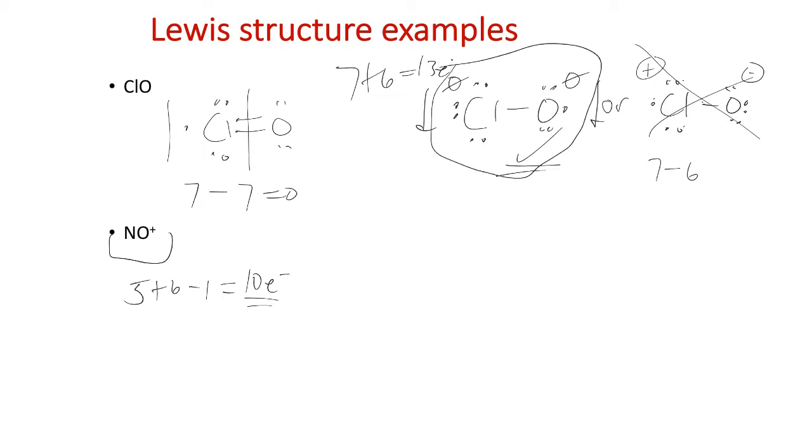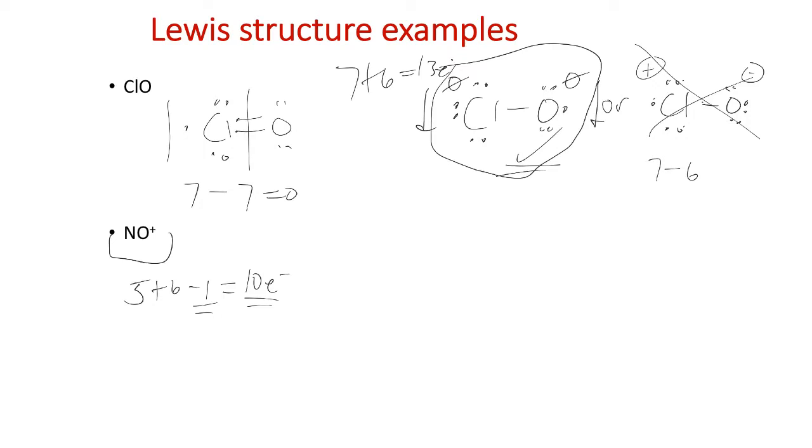So for NO plus, one of the big things to remember is when we have a positively charged ion, we're subtracting electrons for the charge. So we have to take an electron away from the valence shell for the positive charge. So 5 for nitrogen, plus 6 for O, minus 1 for the positive charge, 10 total.